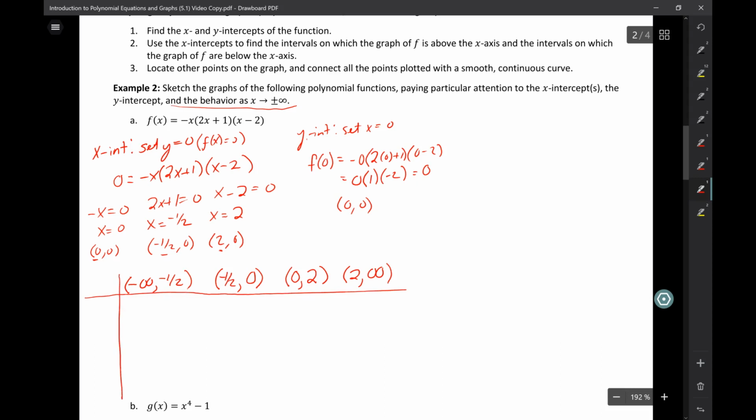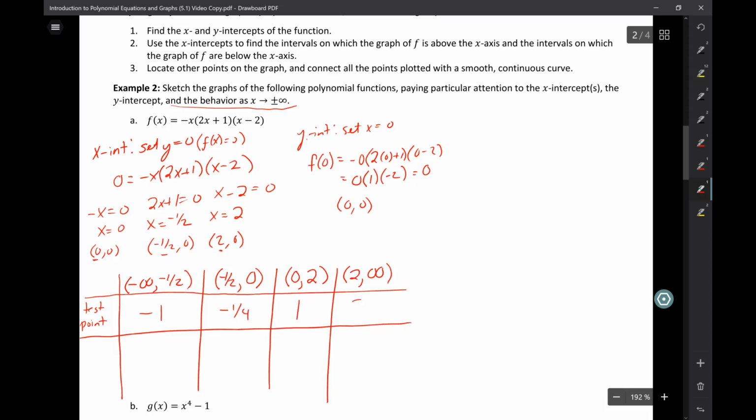We are then going to choose a test point within each one of these intervals. And so you always choose one of the easiest test points to use. Therefore, I'm going to choose -1 here. I'm going to choose -1/4. I'm going to choose 1, and I'm going to choose 3. Notice I chose the easiest numbers within each interval.